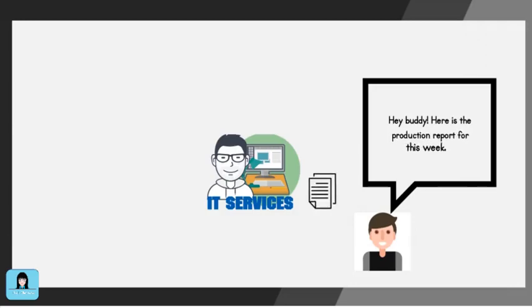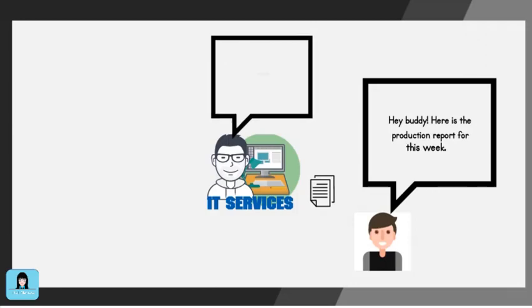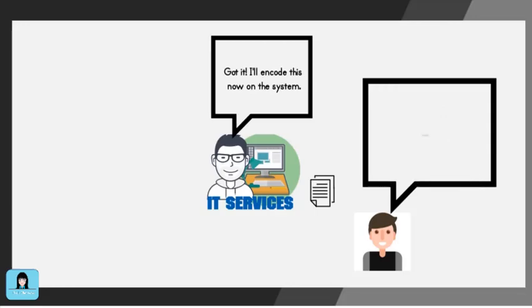After the production department finished a batch of finished products, they submit a report to the IT department. The IT department posts into the system the information about the finished products.